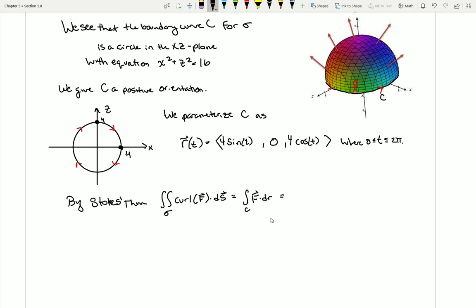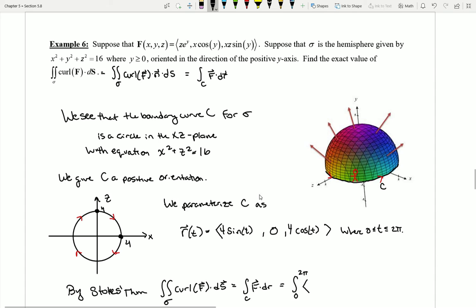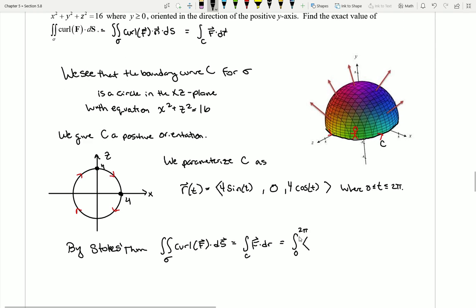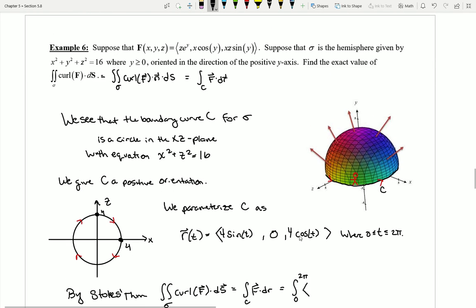I'm going to change everything in terms of t. So I know that my bounds on my integral are going to go from 0 to 2 pi. I want to rewrite f, so it's actually going to look like my vector field, but just with my values of x, y, and z plugged in. So let's take a look at what each of those is going to ultimately look like. We're going to have, let's see, z times e to the y.